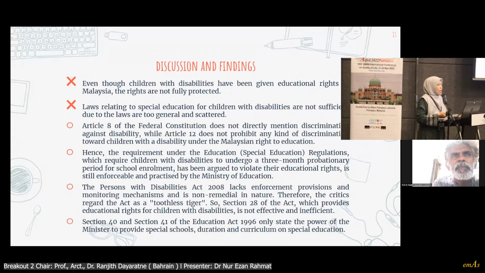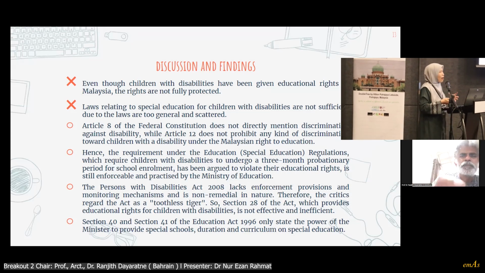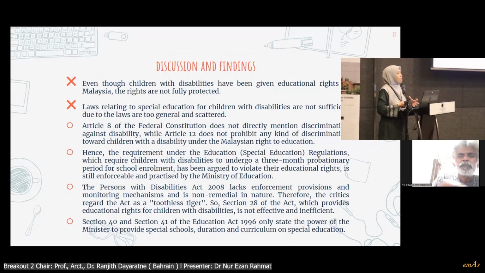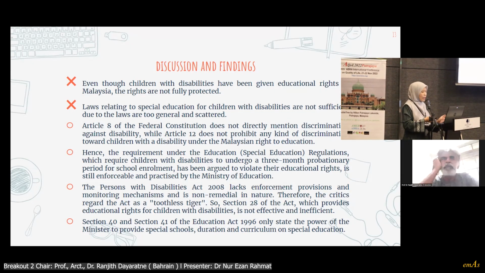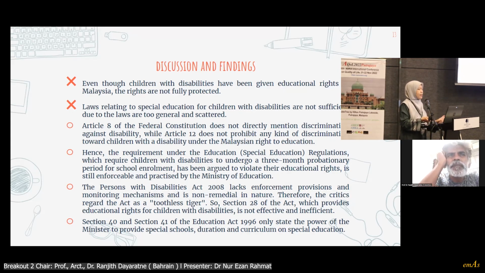Alright, so the discussion and finding here is that all the laws that we have in Malaysia are very general and scattered. We have the statutes, the federal constitution, and the regulations. So we are proposing to the government, hopefully the new government today, that we should have a standard law, a complete law to govern children with special needs relating to their education rights.